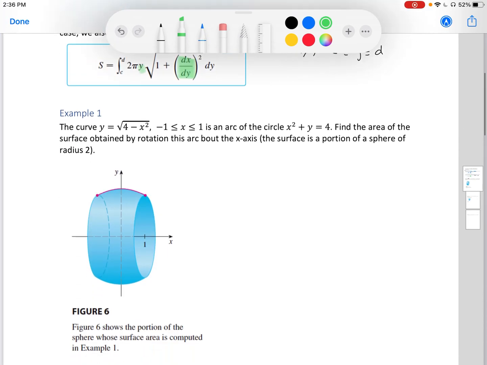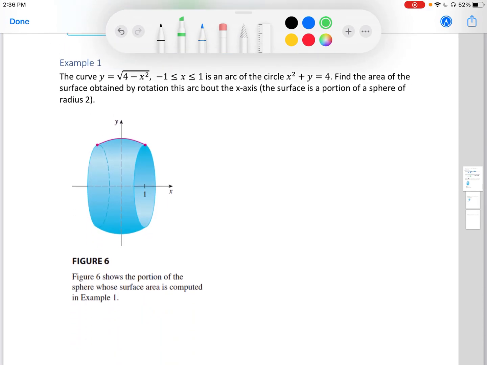Let's go ahead and do an example. The curve y equals the square root of 4 minus x squared, negative 1 less than or equal to x less than or equal to 1, is the arc of the circle x squared plus y squared equals 4. Find the area of the surface obtained by the rotation of this arc about the x-axis.